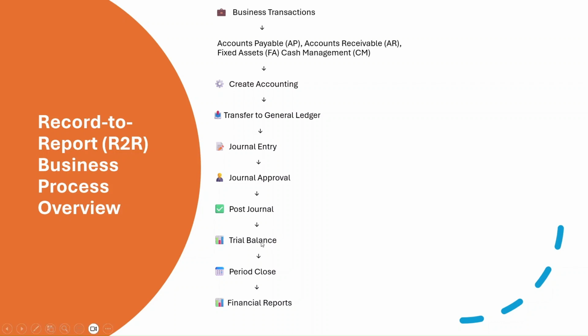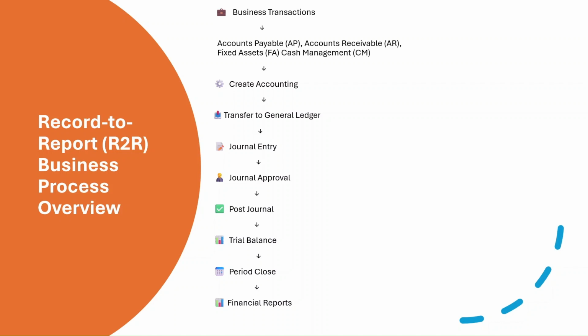Trial balance helps verify that the total debit amount equals the total credit amount. If they match, it indicates the accounting entries are balanced. The trial balance is an important step before period end closing. Then move to period end closing. So at the month end, the finance team closes the accounting period. Before closing the period, they verify all journals are posted, no pending transactions, and accounts reconciled. Then they close the period.